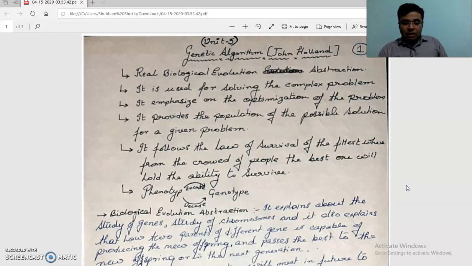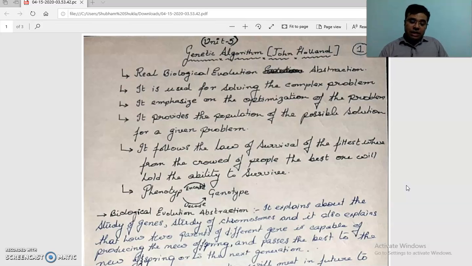So here in genetic algorithm, we are not applying that concept. Here we already have lots of solutions, and amongst those solutions we need to find out the best solution or the optimized result. Now let us discuss the new topic, which is the population of possible solutions for the given problem.